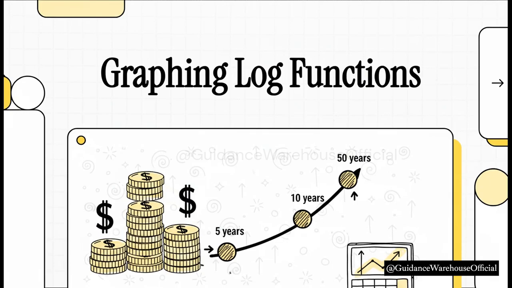Picture this. You drop $2,500 into an investment account today. 5% interest, compounded continuously. Because of exponential growth, we can easily calculate exactly how much money you'll have in 5, 10, or even 50 years, right? We just plug the time into our exponential equation and bam, we get the effect, a growing balance.